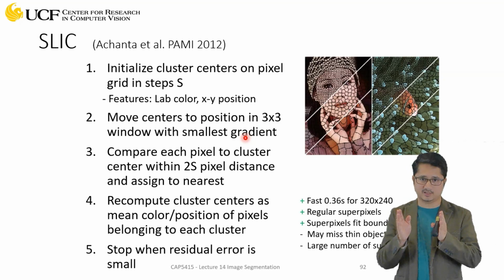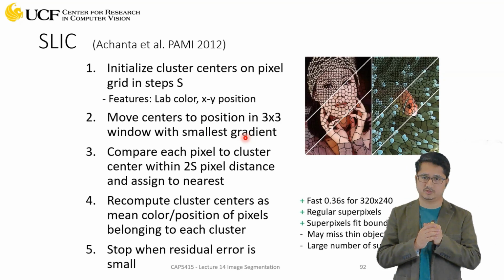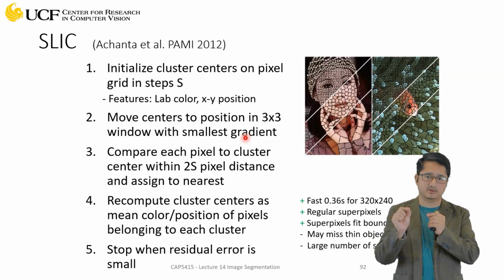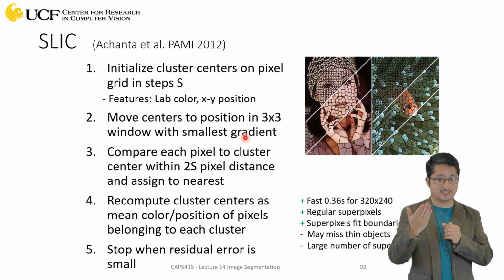So you have seen that when you compute gradients in your image, if there is a high gradient, it means that the color values might be changing a lot, right? So that might be an edge.